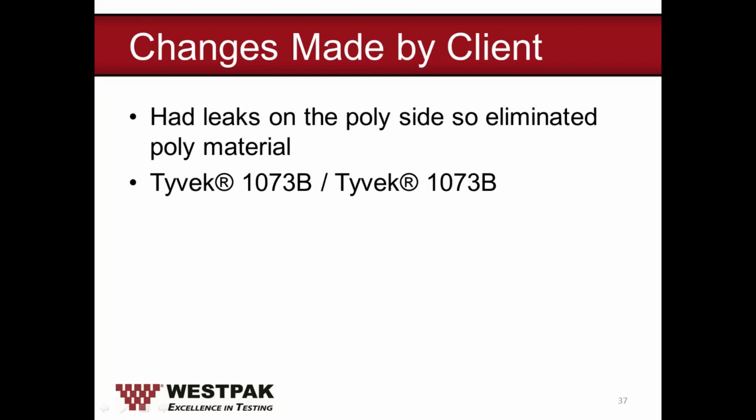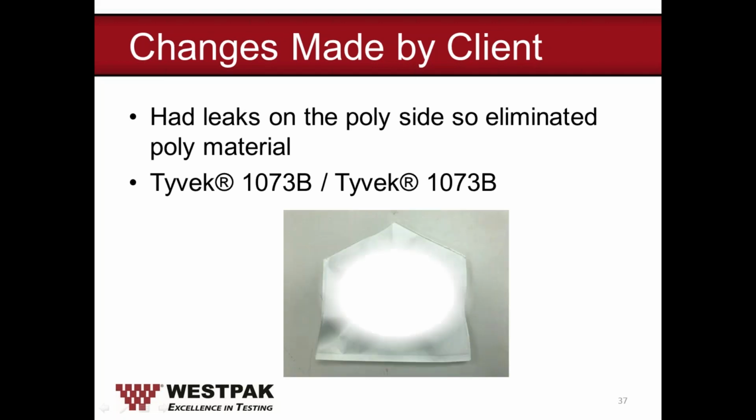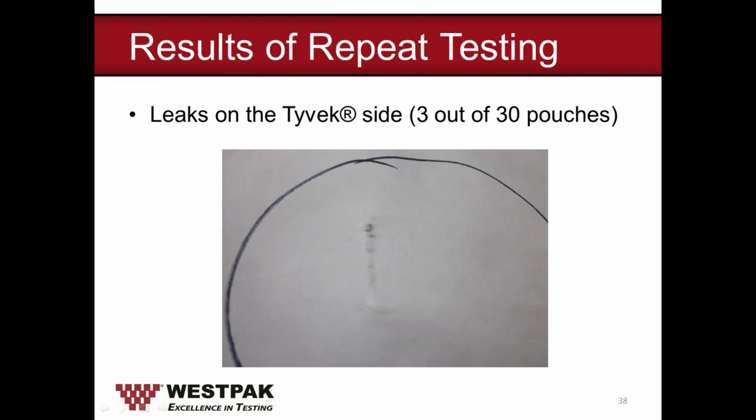So what did the client do? He believed, and his boss said, they had leaks on the poly side, so he decided to eliminate the poly material and came back with Tyvek on both sides, 1073B. We repeated testing: conditioning, the transit, and followed by bubble. He had leaks on the Tyvek side, 3 out of 30 pouches. As you can see in this photo, there was some scuffing abrasion coming from the product rubbing against the Tyvek pouch.